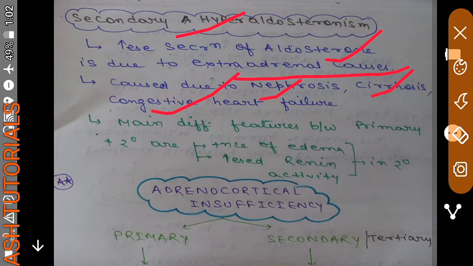As I have told earlier, the main difference between primary and secondary hyperaldosteronism is the presence of edema, because edema is present in secondary hyperaldosteronism due to the absence of aldosterone escape, and increased renin activity is also seen in secondary hyperaldosteronism.